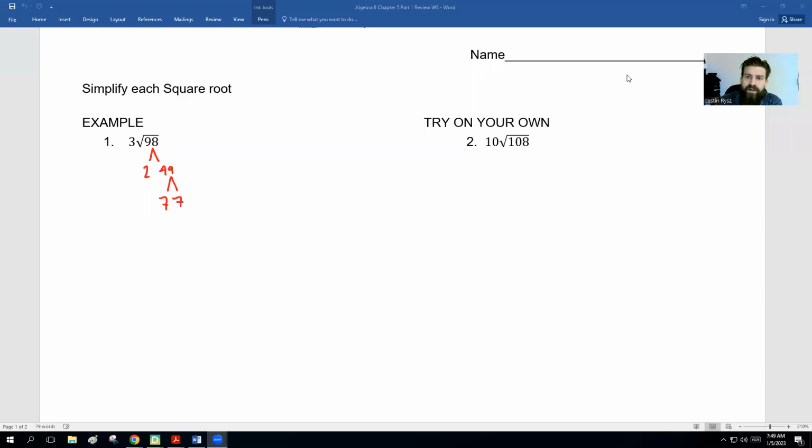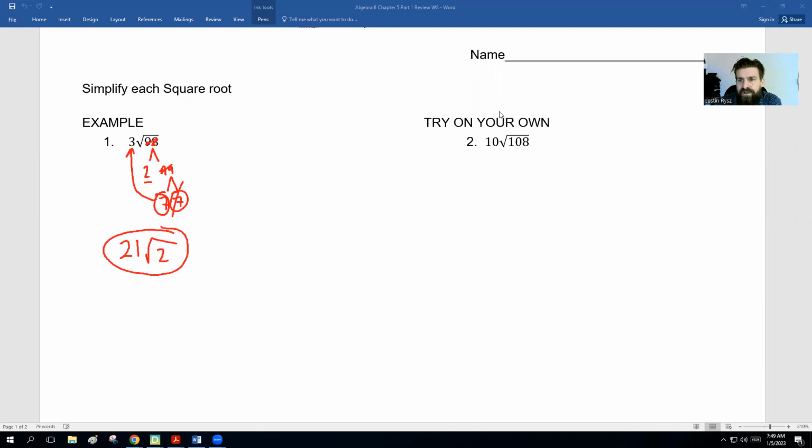Okay, so now that we got it broken down, what we do is we look for partners in a square root. So we have 2 7s here. We can have 1 7 break out and go with the 3 that's out there. So 3 times 7 is 21. And then that 2 did not have a partner, so it's stuck inside. So the answer would be 21 radical 2.